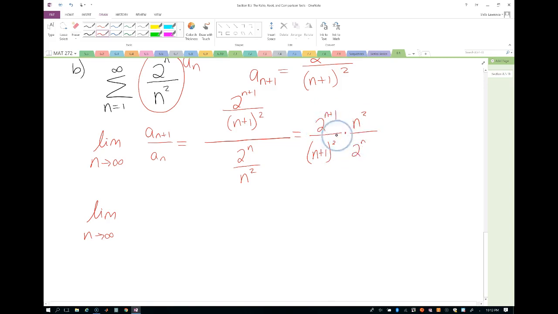But our exponential piece, the 2 to the n plus 1 and the 2 to the n, since they have the same base, when we have two numbers being divided that have the same base, we can subtract the exponents.